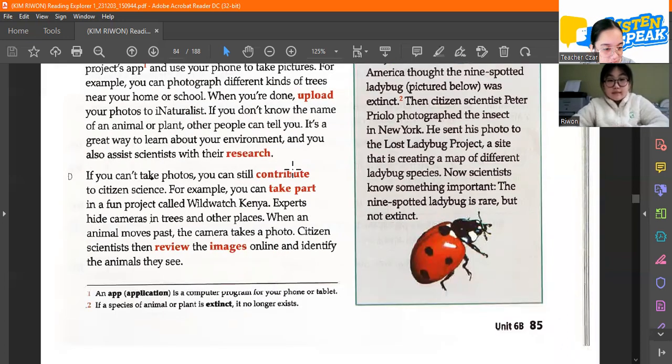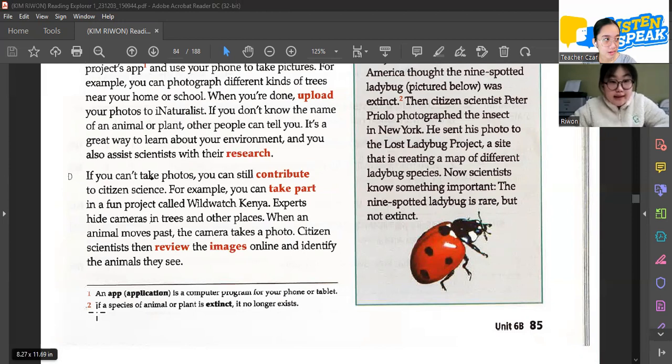Okay. So how about letter D? Last one. If you can take photos, you can still contribute to citizen scientists. For example, you can take part in a fun project called Wild Watch Kenya. Experts hide cameras in trees and other places. When an animal moves past, the camera takes a photo. Citizen scientists then review the images online and identify the animal they see.